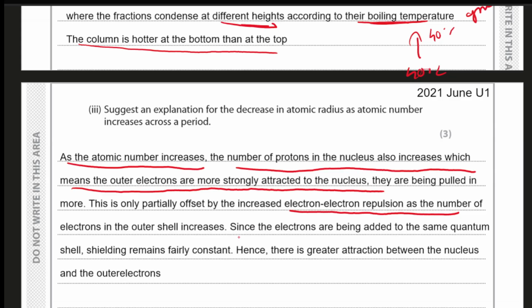And that's one thing. And another thing, since all of the electrons are being added to the same quantum shell, the shielding will remain fairly constant. So the only factor which is causing the decrease in atomic radius is the increasing number of protons. So that is the reason why the force of attraction increases and the atomic radius decreases as the atomic number increases across a period.